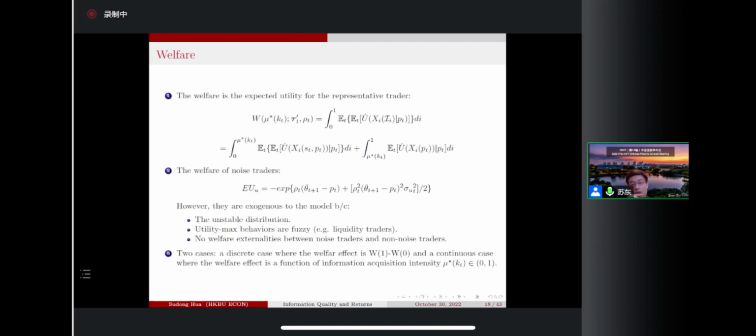one agent in the whole population, the whole economy. But here, I don't think they matter. So I do not consider the welfare change of noise traders.